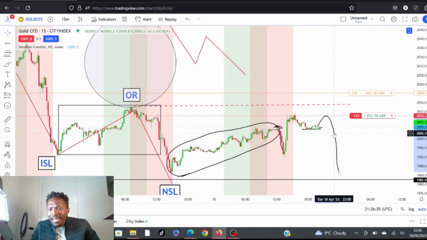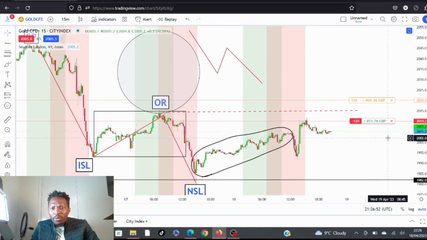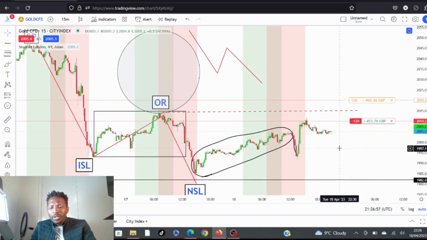So let's see if that's gonna happen tomorrow. Tomorrow being Wednesday, so let's see. Wednesday is usually the day with the most average pip range in the market, so let's see if we're gonna get that movement tomorrow. And so what I'll do is I'll pause the video. Currently in profit of about £453. I'll pause the video and then I'll come back when it's made some progress.